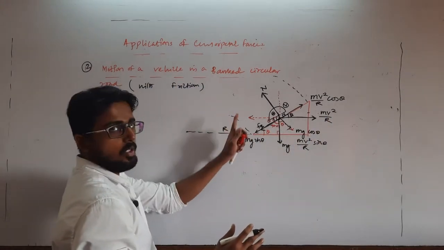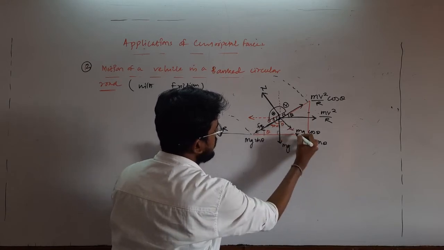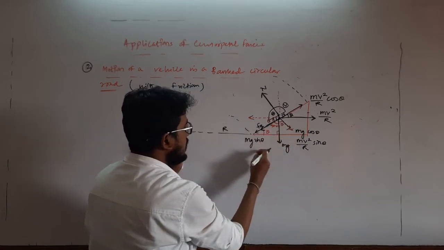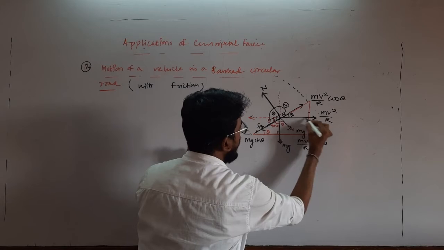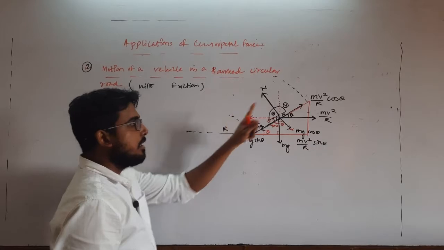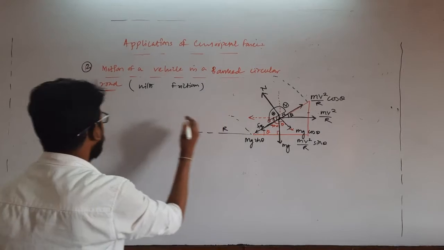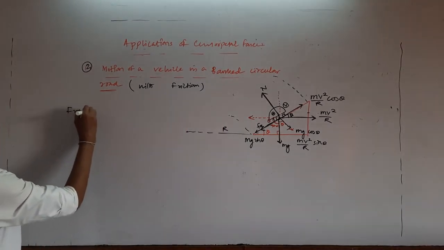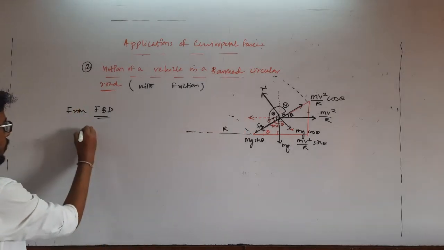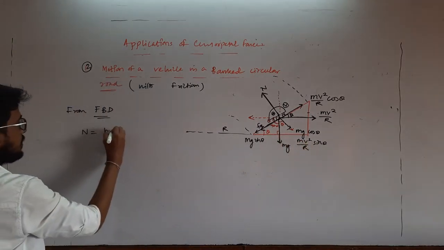As the body is in equilibrium, one component of the weight mg will act along this direction, that is mg cos theta. Similarly, another component of weight will act along this direction, that is mg sin theta, and one component of the centrifugal force mv square by r will act along this direction, that is mv square by r cos theta, and the other component along this direction, that is mv square by r sin theta. So from the free body diagram, as the vehicle is not sliding, we can write the normal reaction N equal to how much? Mg cos theta plus mv square by r sin theta.